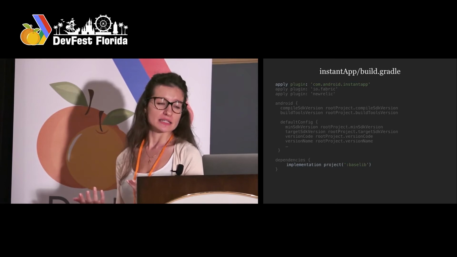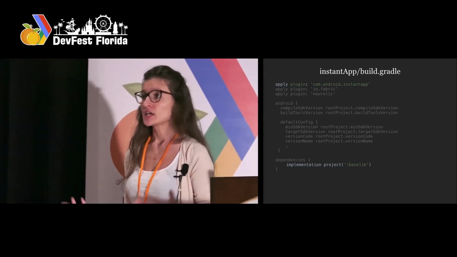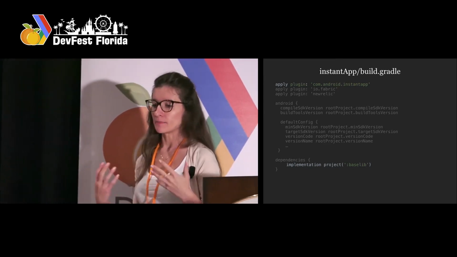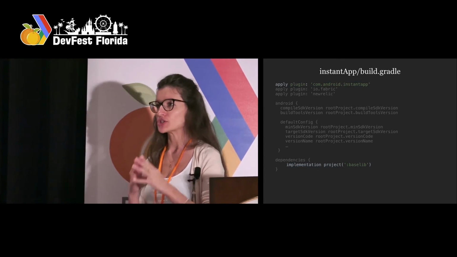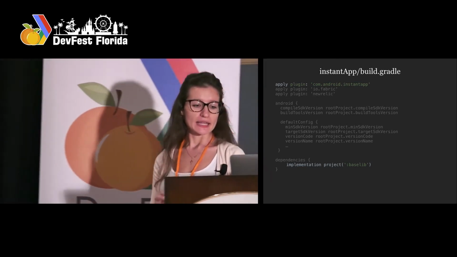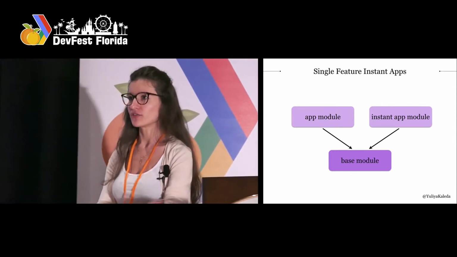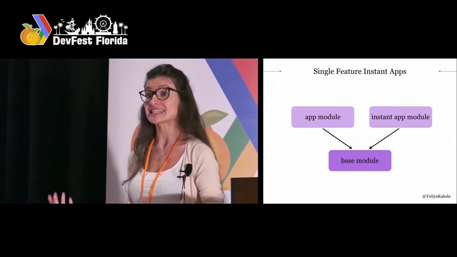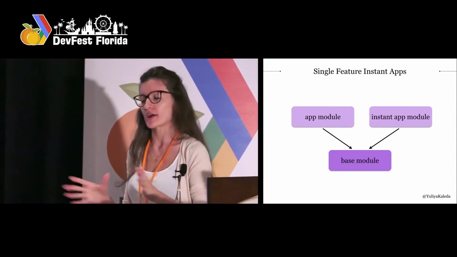And in the dependencies, we don't have to specify library dependencies again. So it looks very similar to an app module. It would just have a reference to the base module. And that's pretty much it. So just probably within a few hours and definitely a little bit less than a day, you can build your single feature instant app. So it's not that scary.